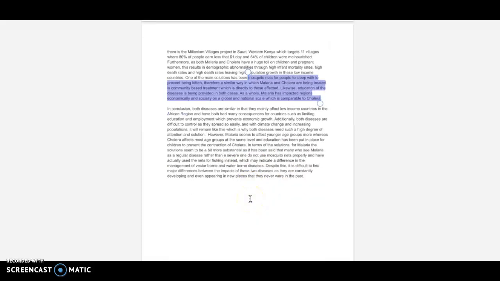So I'm saying in conclusion, both diseases are similar in that they mainly affect low-income countries in the African region. They both have many consequences for countries such as limiting education and employment, and then I'm saying what they both have in common. Then I'm saying, however, malaria seems to affect younger age groups, cholera most age groups, and then I'm saying the difference between the solutions. So I said that may indicate a difference between the management of vector and waterborne disease.